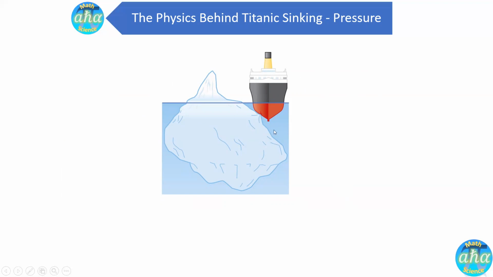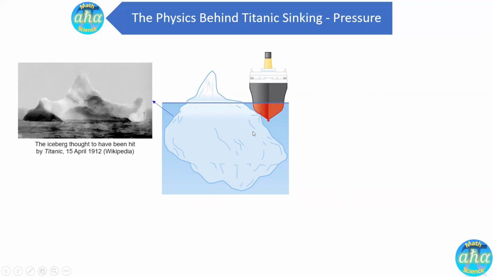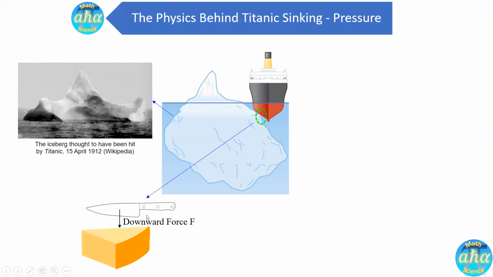So this is a schematic of the accretion, and the iceberg thought to have been hit by the Titanic is shown in this picture, taken by another crew member on another ship on April 15th. You can see the iceberg has all these sharp edges. In fact, according to Wikipedia, the damage to the ship was done by these underwater ice spurs that are very sharp. You can think of these ice spurs as just like a knife.